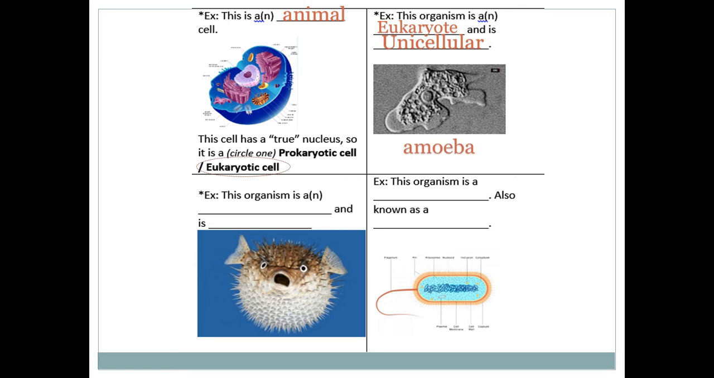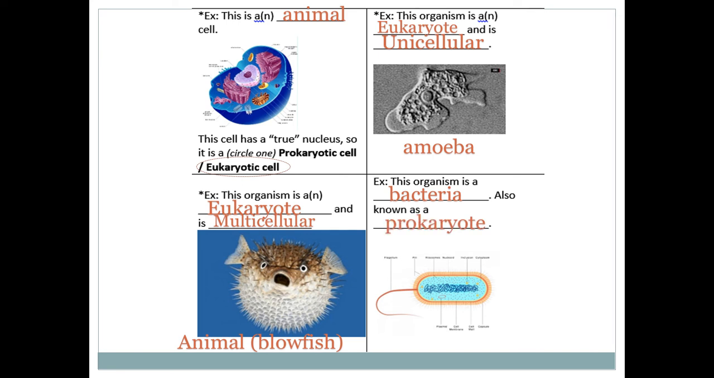The bottom left-hand corner, we have an animal, specifically a blowfish. It is eukaryotic. It is made up of more than one cell. It's much, much more complex than the amoeba. And since it has all these different parts, that is due to all the different cells. As things get bigger and bigger, the reason why it's bigger is due to an increase in cells because it is multicellular. Bottom right-hand corner, that is a type of bacteria, which is prokaryotic.